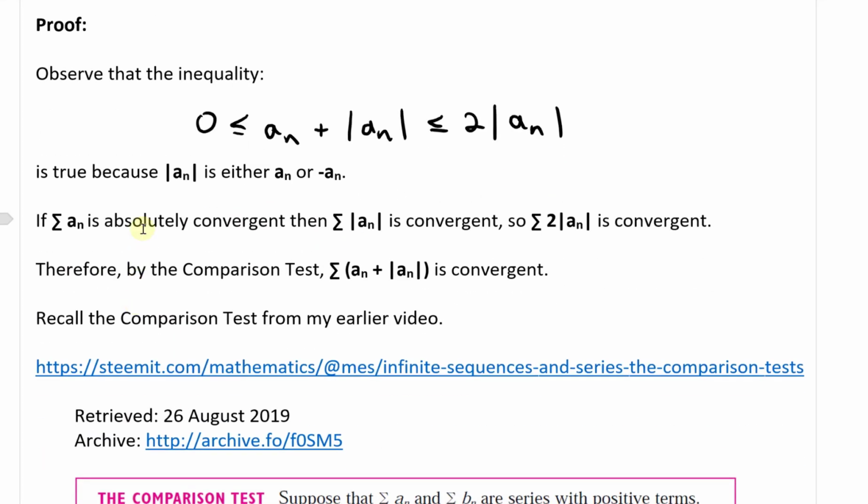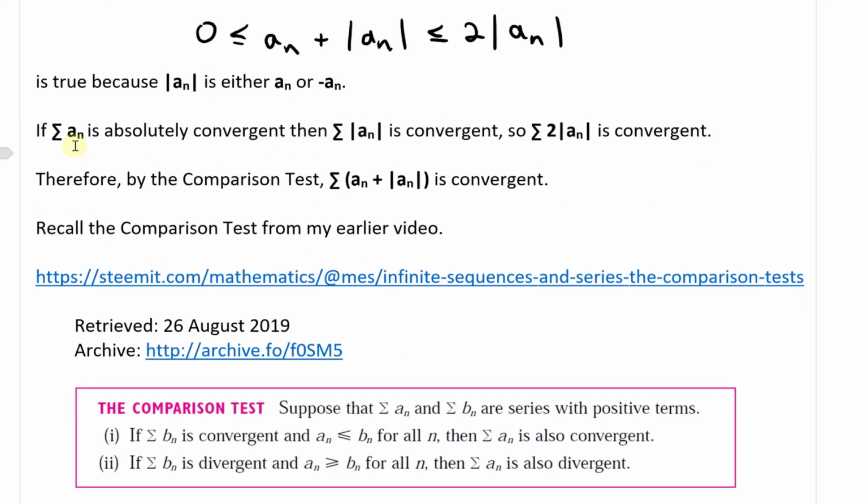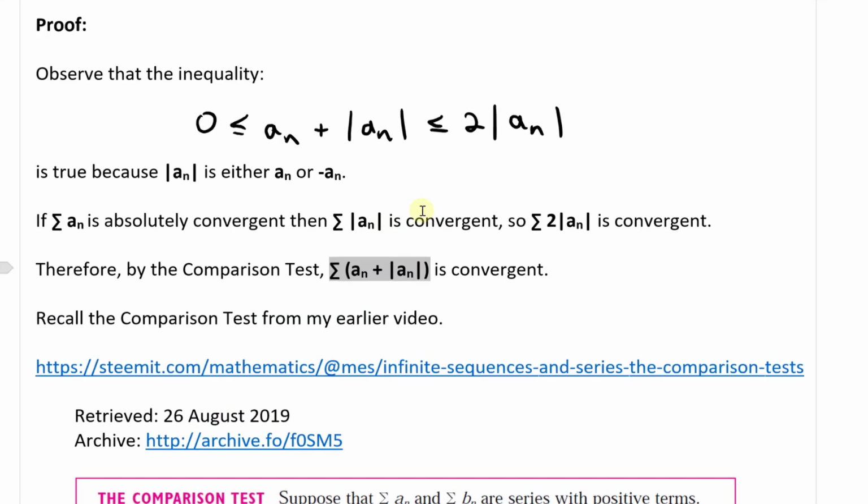So if the summation of a_n is absolutely convergent, then that just means, by our definition, that the summation of the absolute value of a_n is convergent. So then 2 times that is also convergent. So the summation of 2 times the absolute value of a_n is convergent, given that this is absolutely convergent. That means the absolute value series is convergent by definition. Therefore, by the comparison test, which I'll go over, recall from our earlier video, the addition of these two is convergent: the summation of a_n plus the absolute value of a_n.